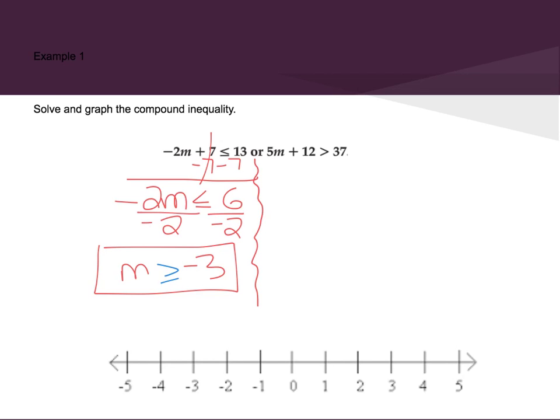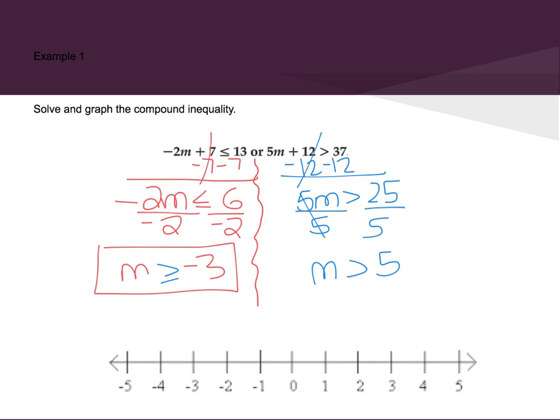Then we take a look at the second part of this inequality, and let's subtract 12 from both sides. So we have 5m is greater than 25. We divide by 5 on both sides. We don't have to flip the inequality symbol because we didn't divide by a negative, and here is the other inequality. So now what we're going to do is graph each individually.